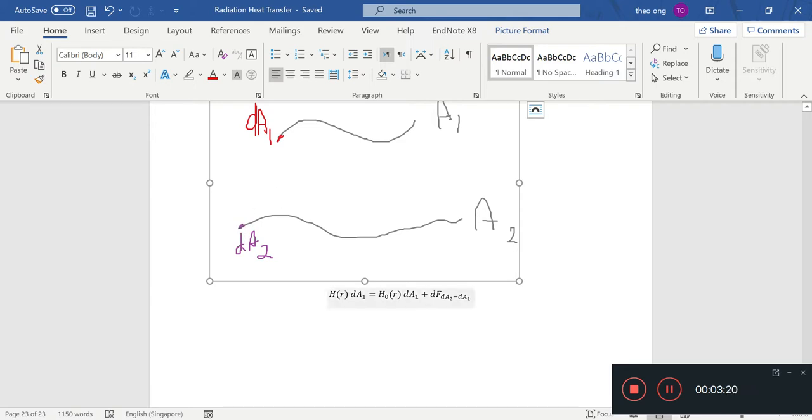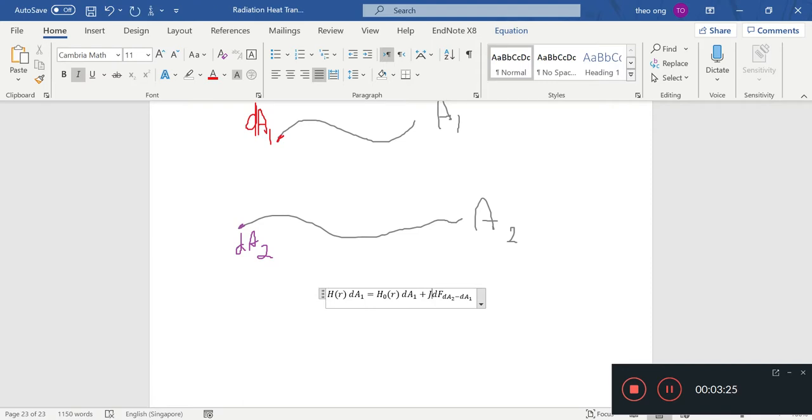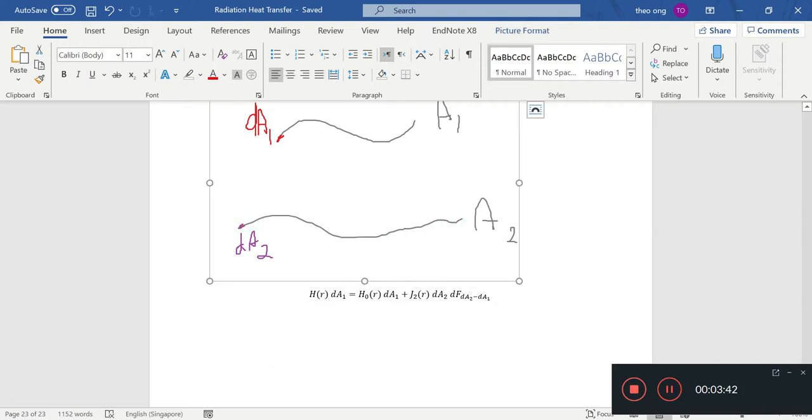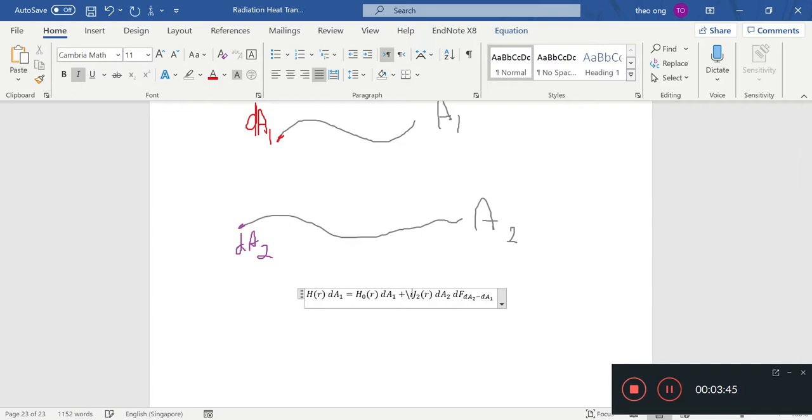Now if the surface is gray, then we need to use the radiosity, so J. I'll put J2 R and dA2. This is what we need to do, and then we need to add all of these components up across the whole area 2, so integrate over A2, this whole chunk here. That's all we are doing.